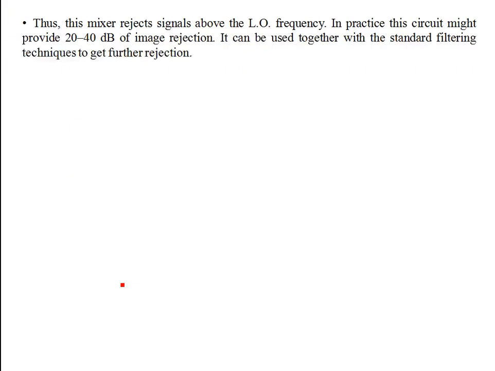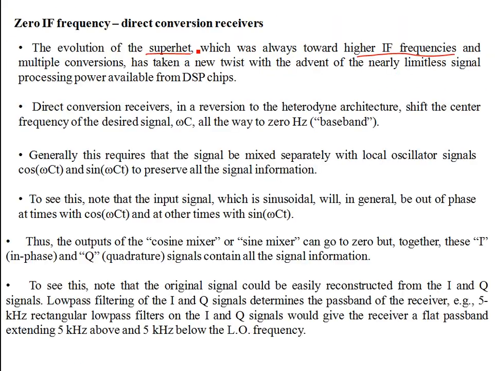So what we do is we apply a synchronous type of detection as suggested over here. We bring the spectrum down to the zero intermediate frequency. So the IF is zero. The intermediate frequency is zero. It's not 10 megahertz. It's not 455. It's zero. So the evolution of the superheterodynes, which was always towards higher IF frequencies and required multiple conversions, multiple IF stages, has taken a new twist with the advent of nearly limitless signal processing capabilities, and that is available from the DSP chips.